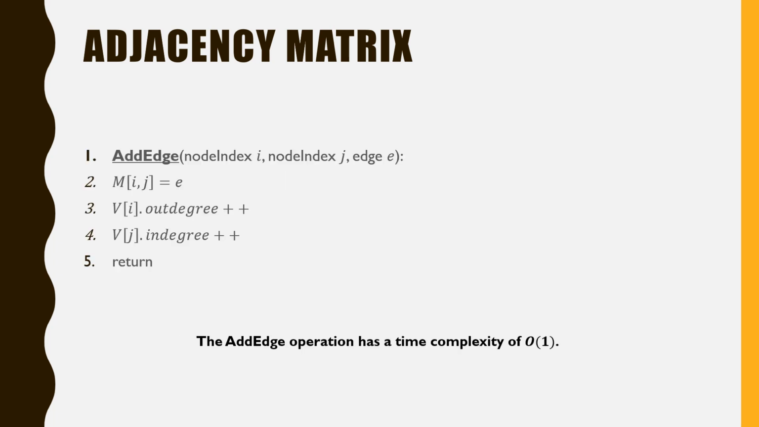This is the pseudocode for the add edge operation. This function accepts 3 parameters: the source node index i, the target node index j, and the edge object E, which may contain edge-associated information such as weight. In line 2, we store the edge object E in the adjacency matrix entry Mij. Then, if degree tracking is required, we update the out degree of node i and the in degree of node j accordingly.